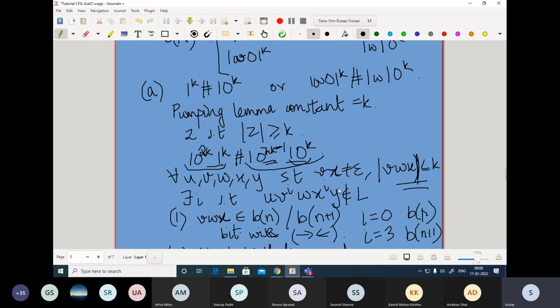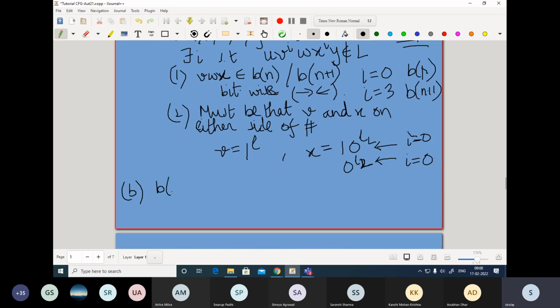So notice that Bn reverse hash Bn plus 1 is going to be of the form either 1 to the k hash 1 0 to the k, or it will be 1 to the k 0 w reverse 1 hash 1 w 1 0 to the k. Okay, so what will you do?